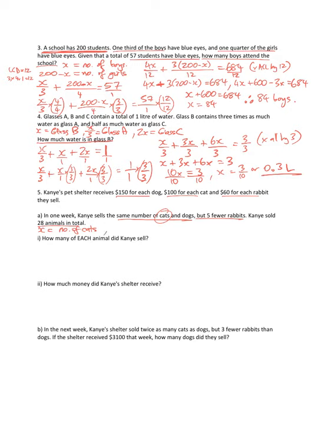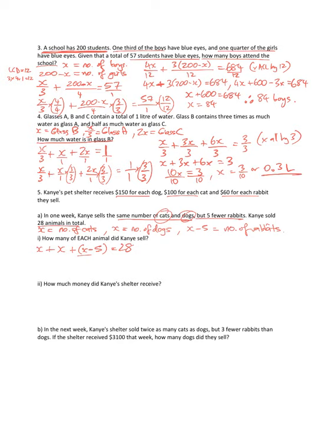Now in this question, same number of cats and dogs, so X is going to be number of dogs too, because in this question you were told that they were the same. 5 fewer rabbits than cats or dogs. So what is 5 fewer than X? Well, whatever X is, take 5 is equal to the number of rabbits. So what do we have here? The total number of animals is going to be number of cats plus the number of dogs plus the number of rabbits sold. And we were told they equal 28.